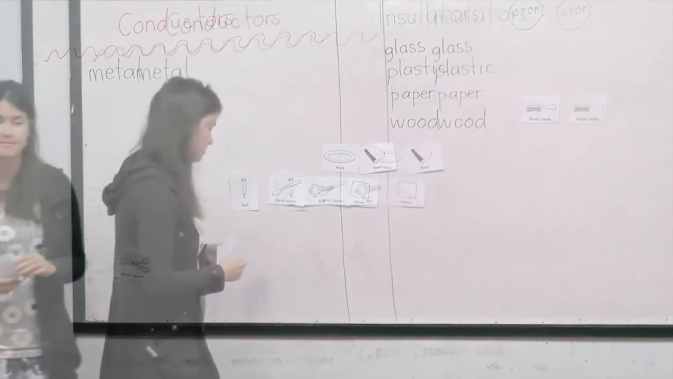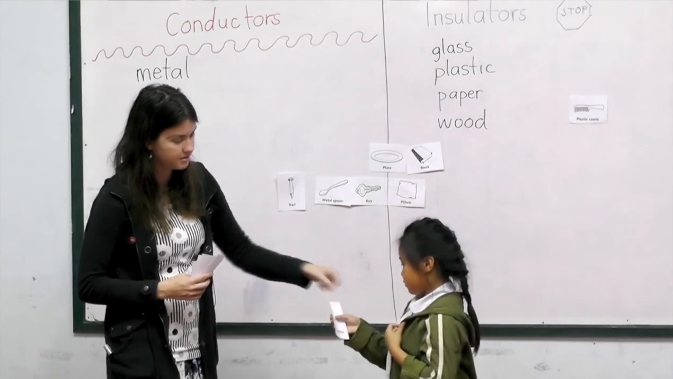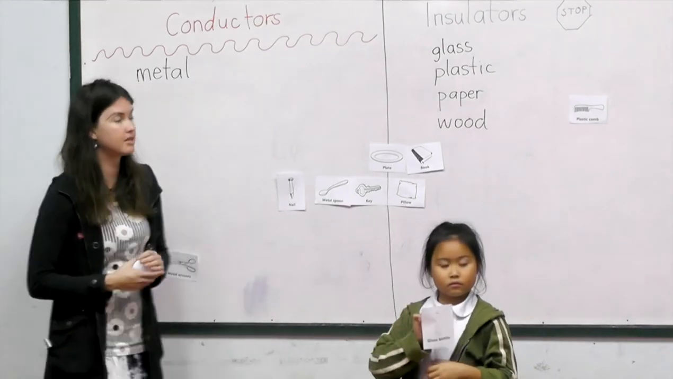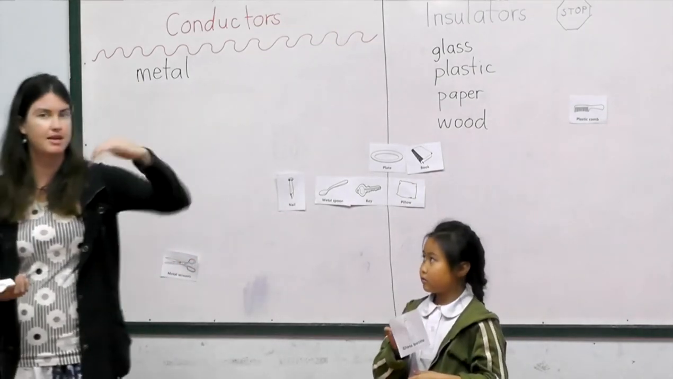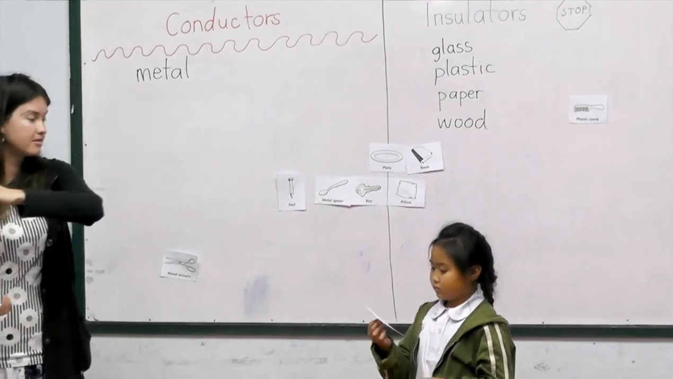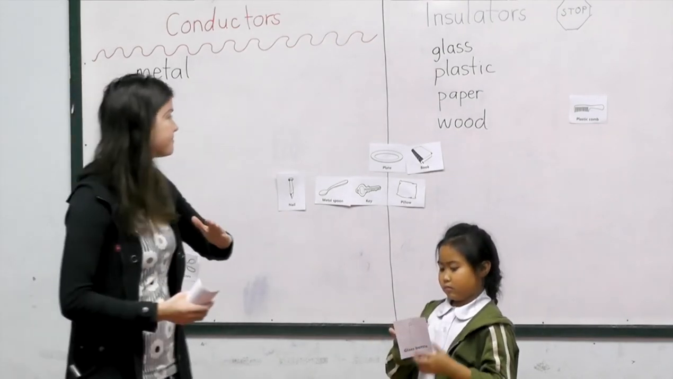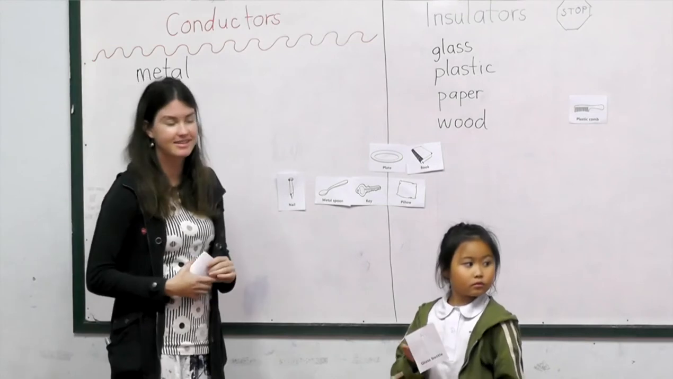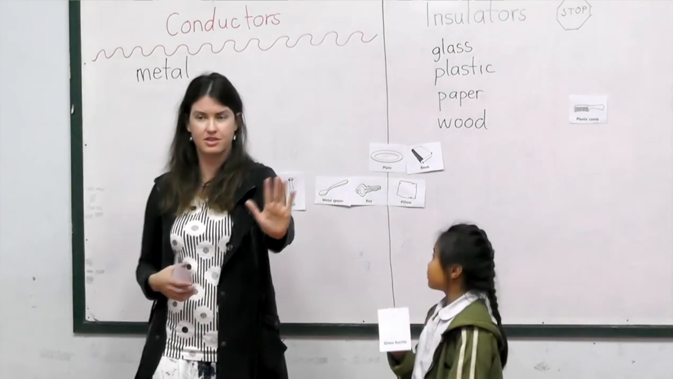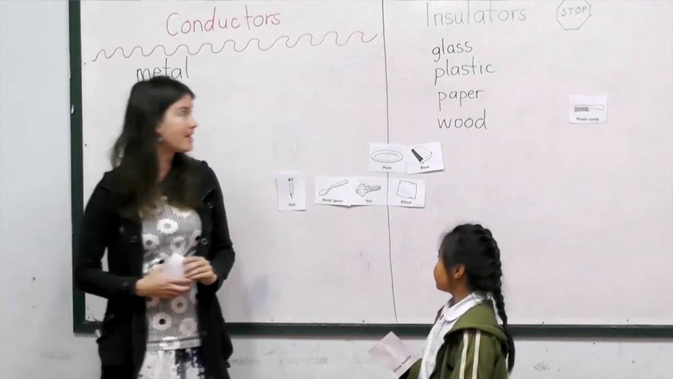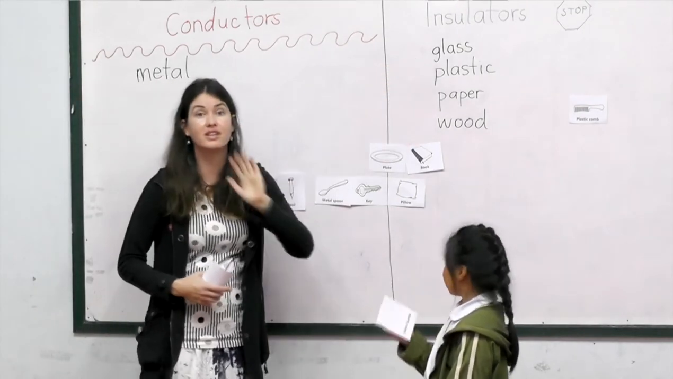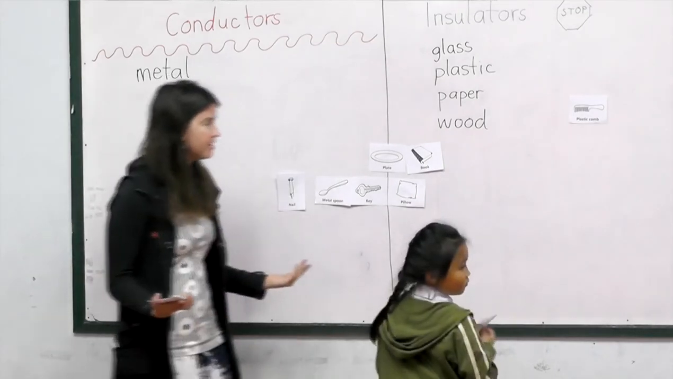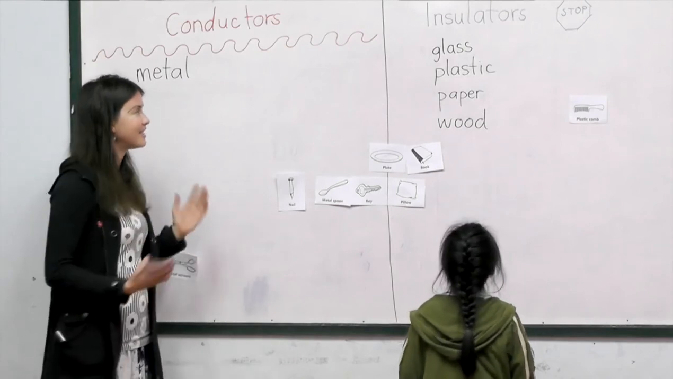Come on up. Can you hold it up? Glass bottle. What do you think? Is a glass bottle going to let electricity move through it, or is it an insulator? Insulator. Is it going to stop that electricity? Yeah, we can usually tell by the material if it's going to stop that electricity or let that electricity move. So what do you think? A glass bottle. Is that an insulator or a conductor?